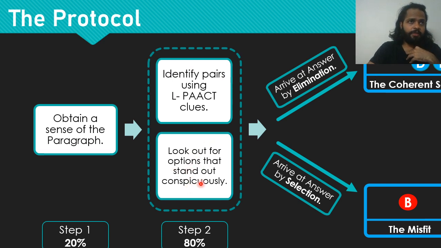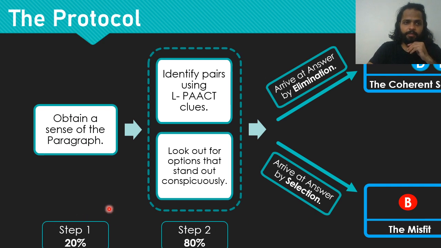Now, if there's an option that is almost shouting aloud that this is the odd one out, and you're really sure about it, you can just give your answer by selection, right? But even in that case, I would definitely recommend that you try to make sure, because elimination is always safer. It will always get your accuracy rates up. Selection can be a little risky.